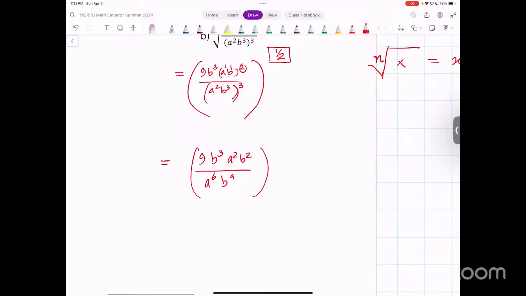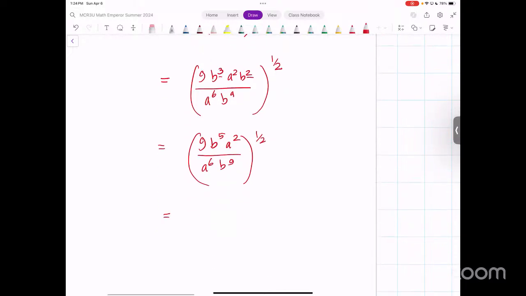And then my 1/2. I'm not done yet. I'm going to simplify all of these. So 9 b to the power of 3 plus 2 is 5, and a to the power of 6, b to the power of 9, all to the power of 1/2. All right. Now I'm going to apply my exponent rule.